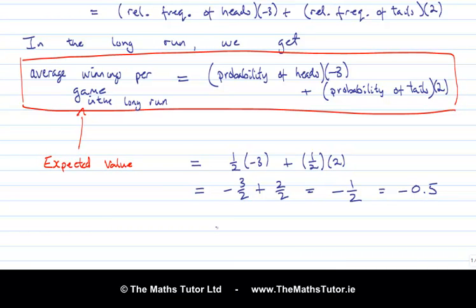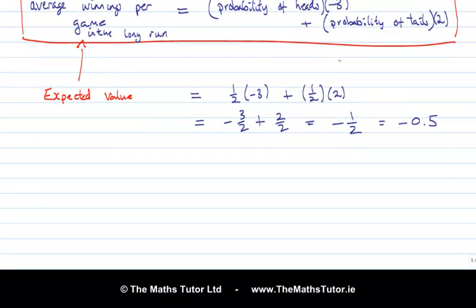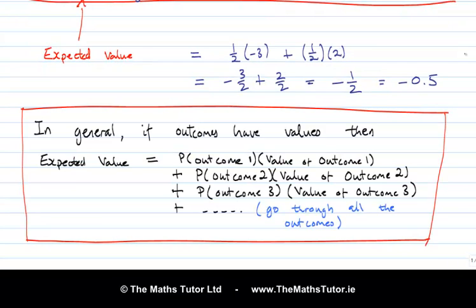I'll finish the lesson by writing down the general formula. And here it is. So in general, if we're carrying out some random process and the outcomes have values, then this is what we mean by the expected value. It's the probability of the first outcome times the value of the first outcome, plus the probability of the second outcome times the value of the second outcome, and so on. We keep going through all the outcomes and we do this. We just take the probability of the outcome and multiply by its value, and then we add all of these things up. So this thing, when we work it out, we call it the expected value.